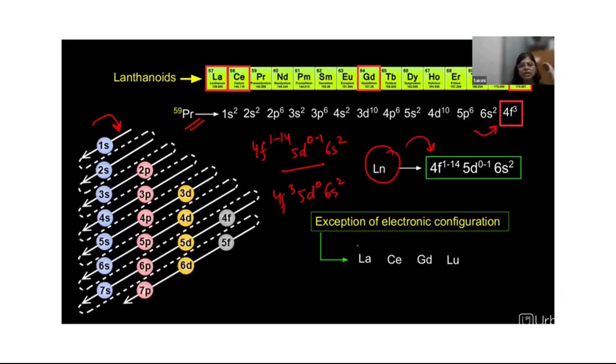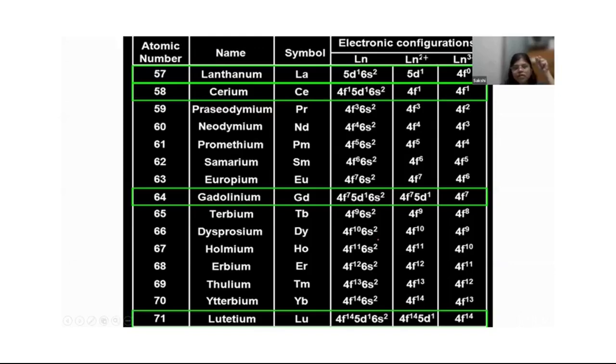Now, what are the exceptions? These are the exceptions in the electronic configuration: lanthanum, cerium, gadolinium, and lutetium. Whenever the electron enters into the D subshell, that is an exception. We will study in detail why it is an exception. I have highlighted the exceptional electronic configurations. These are important because they are asked in the exam, so you need to study them. But lanthanum is not an F block element. It is actually a D block element. Can you see there is no 4f present in lanthanum? There is only 5d, but its properties are similar, so we put it here.